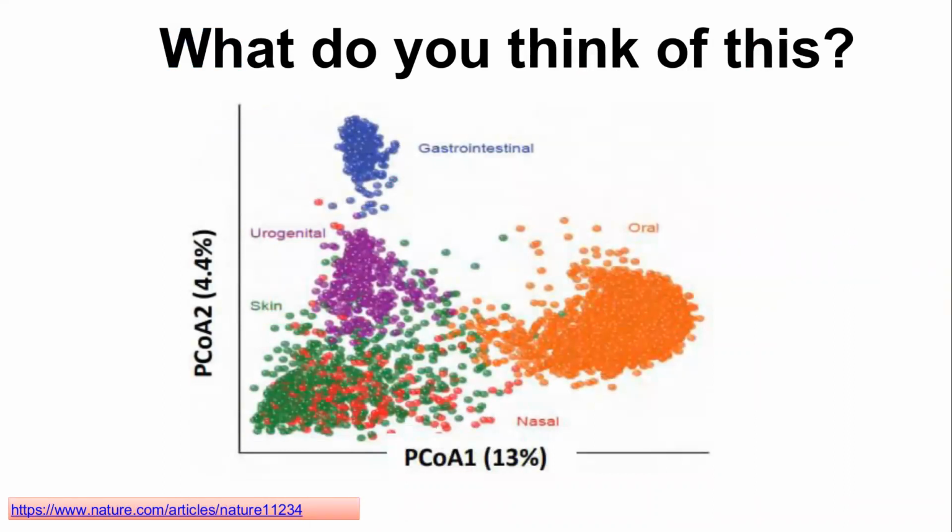I would really want to take a pause here and ask you: what do you think of this graph? What is your idea about the graph? You can see many regions of the human body: gastrointestinal region, urogenital region, skin, and also oral region and nasal region as a whole. Can you tell me what this graph is all about? What is your idea about it? What do you think about this?